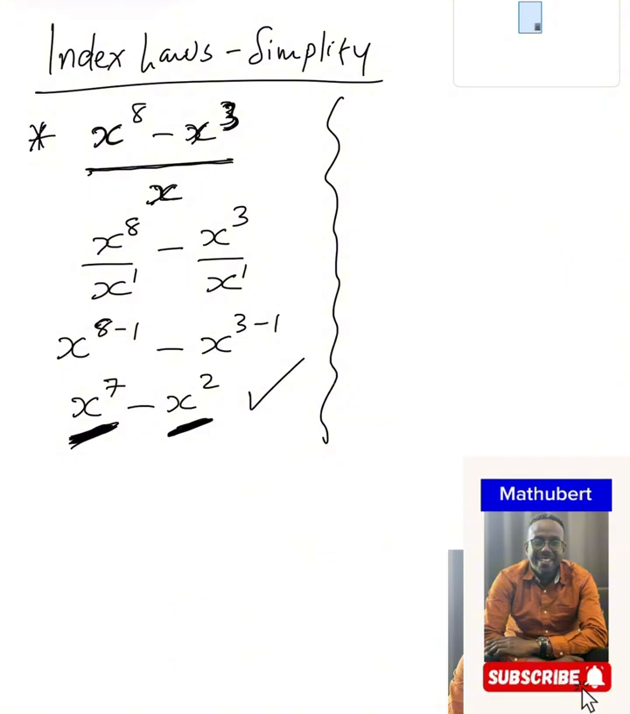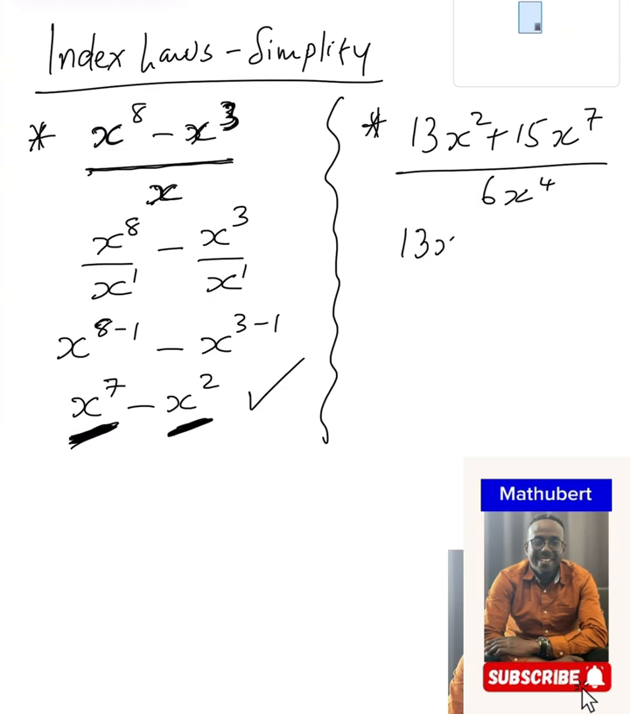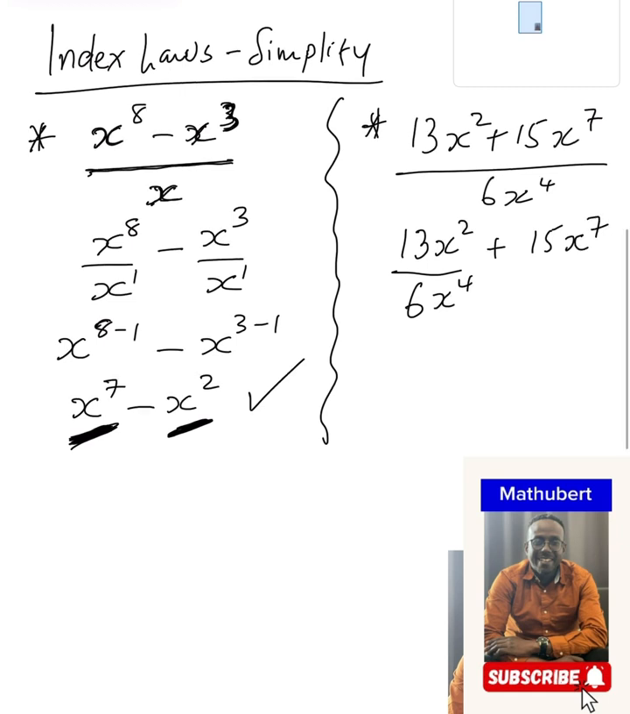The next one is 13x squared plus 15x to the power of 7, and all that we are dividing by 6x to the power of 4. So you apply the same knowledge that you know of dividing indices. I will split them again: 13x squared divided by 6x to the power of 4, plus we also divide 15x to the power of 7 divided by 6x to the power of 4.